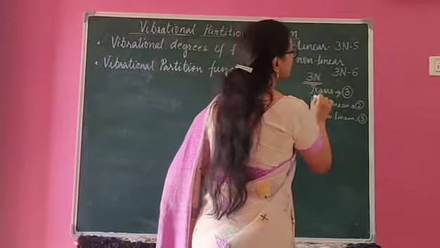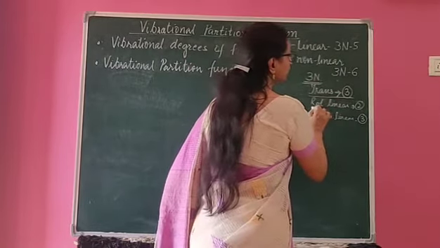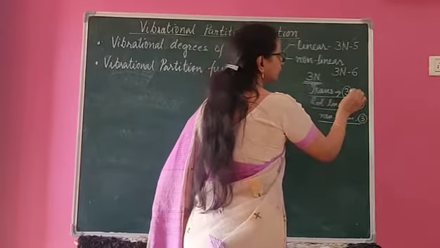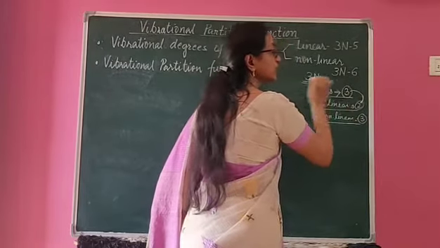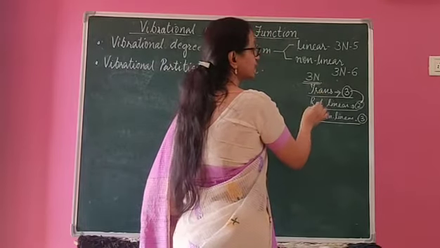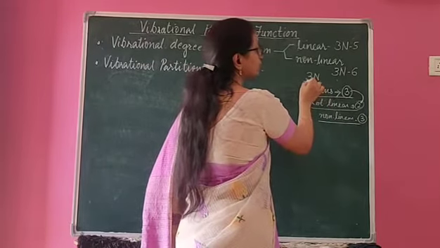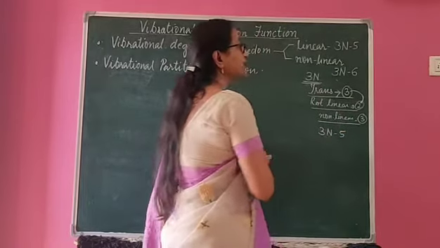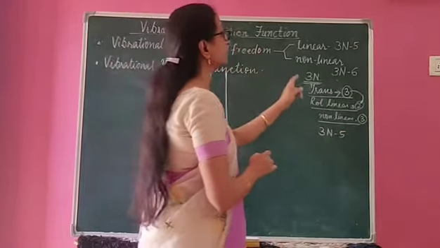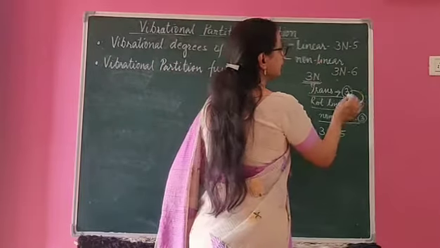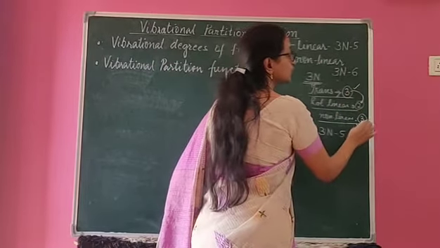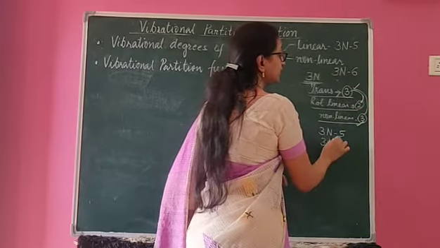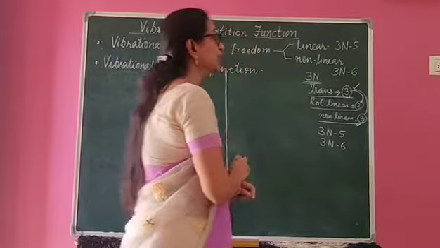Out of this, 3 is the translational degree of freedom. For linear the rotational is 2 and for non-linear 3. So for linear, 3 plus 2, that means 5, consists of translation and rotation. Out of this 3n we will subtract this 5 and we will get the vibrational degrees of freedom. For non-linear, translation is 3 and rotational is 3, 3 plus 3 is 6. So we have 3n minus 6 degrees of freedom.